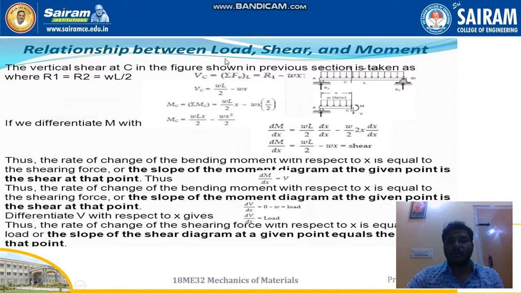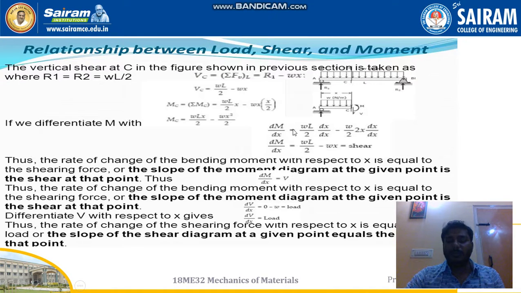Now what happens when we differentiate the moment at M? The moment at C will be equal to w into lx divided by 2 minus, when I differentiate this, we get an equation of wx square by 2. That is the moment at section point C, because this end is fixed. Now it is rotating at the moment at this point only.